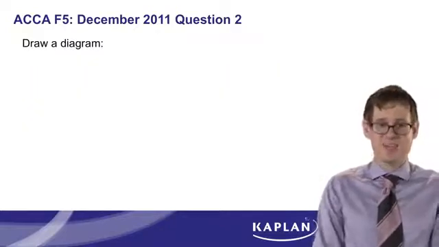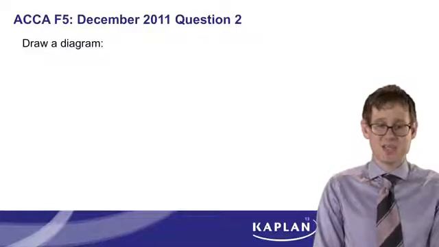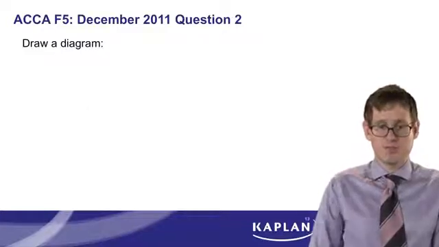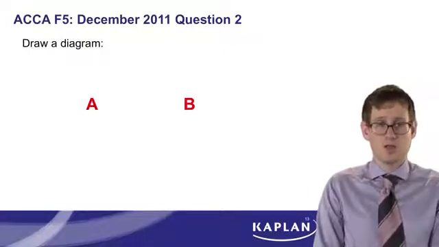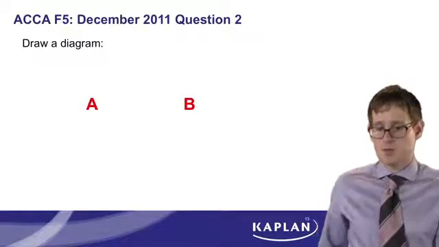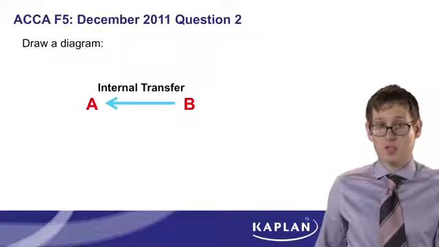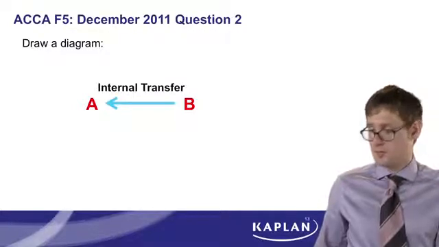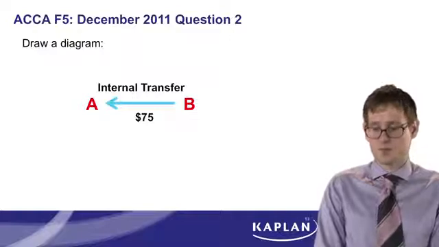So now then, let's draw a diagram. Let's try and represent some of these key pieces of information. First up, mark on our two divisions, A and B. Then show us where the product is moving. The product moves from B to A. The price charged by B for the internal transfer is $75.